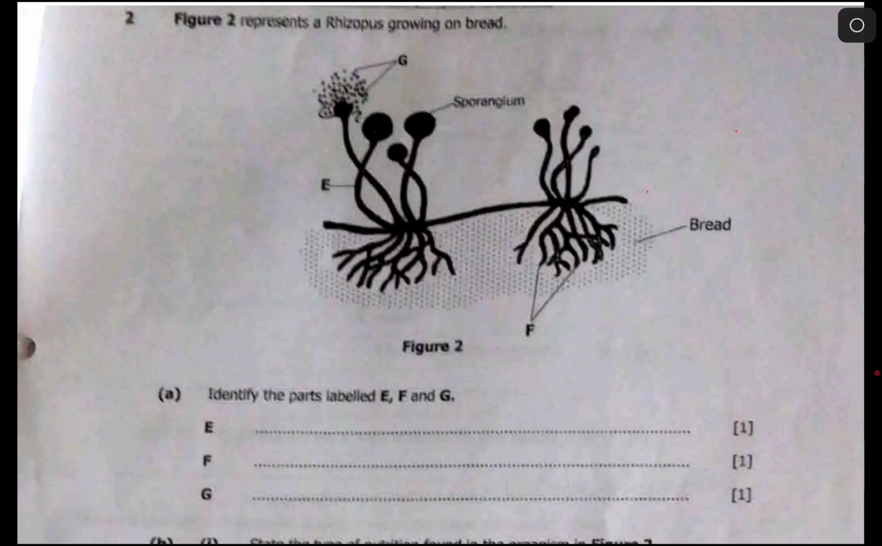And in this video, I have a question in biology that came in 2023, paper 2. The question says, figure 2 represents a rhizopus growing on bread. I don't know if you can read this properly, but it's the best version I have. Alright, so we have a G, F, and E. Then we have the sporangium, and we've got bread.